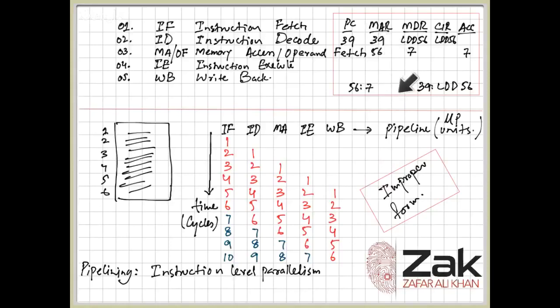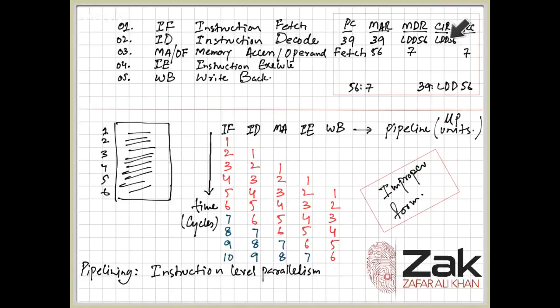So let's say there is an instruction LDD 56 and it is loaded at memory address 39. So PC bears what? 39. From PC, 39 goes to MAR, PC becomes 40. MAR points to the memory location and the instruction arrives in MDR. And from MDR it goes to CIR. This is the fetch part. CIR then decodes.